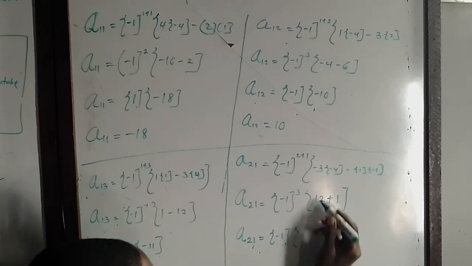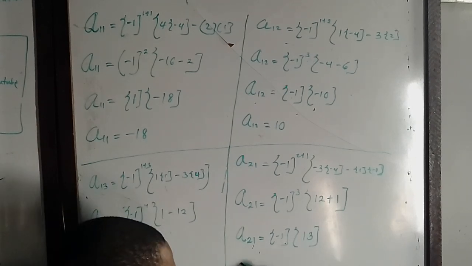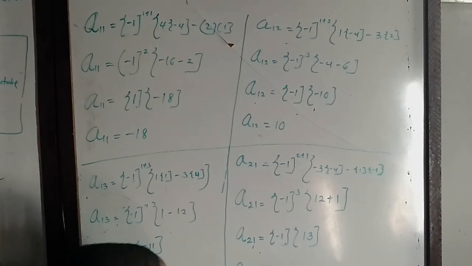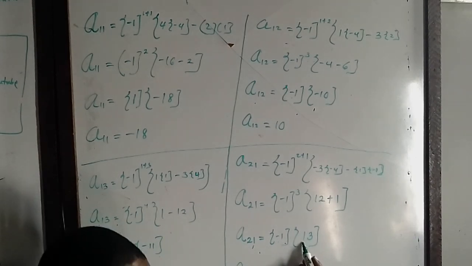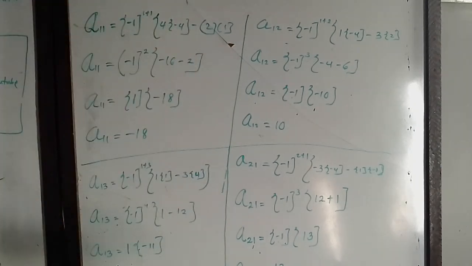Then open bracket. 12 plus 1 will give us what? 13. Do you understand? So our A21 is equal to minus 1 times 13, which will give us minus 13 for A21. So do we understand?